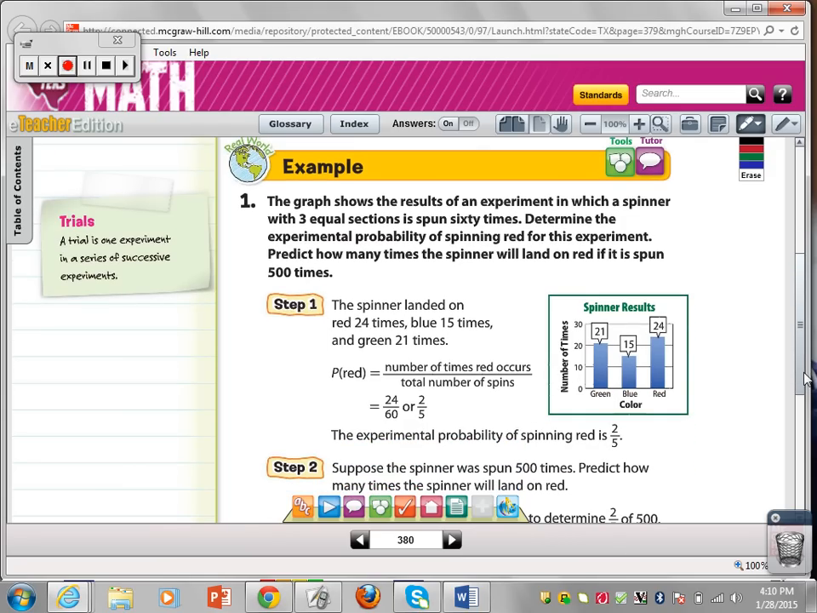Example number 1. The graph shows the results of an experiment in which a spinner with 3 equal sections is spun 60 times.